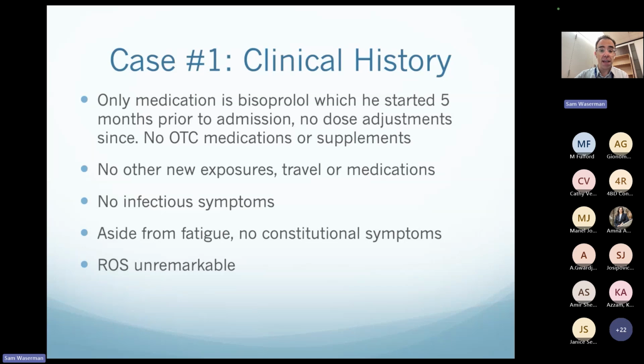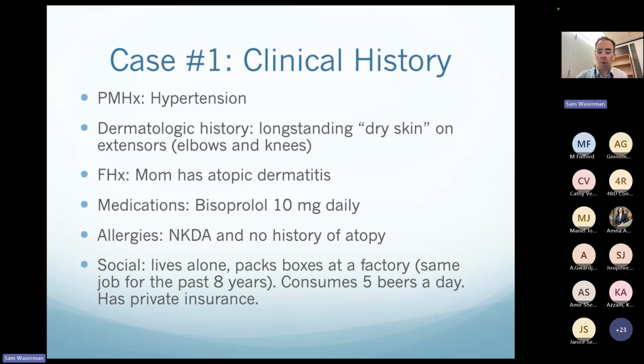The only medication he had been on was started 5 months prior, bisoprolol, a beta blocker. No dose adjustment since, no medications or supplements, no exposures, travel or medications, no infectious symptoms. Aside from the fatigue and feeling unwell, no constitutional symptoms. Review of systems was otherwise unremarkable. His past medical history was significant for hypertension.